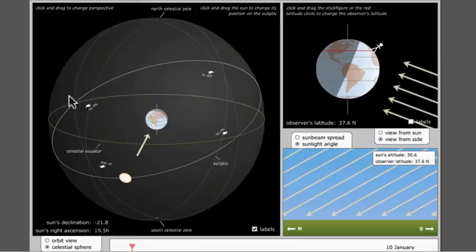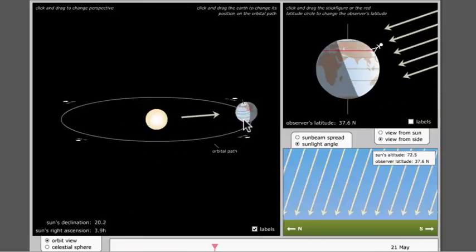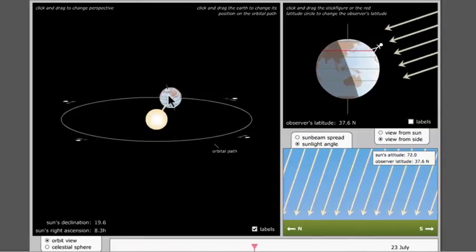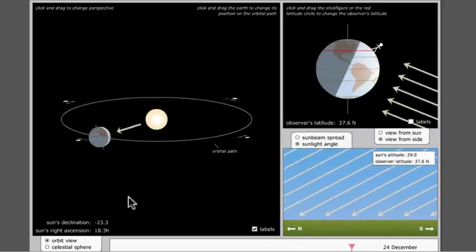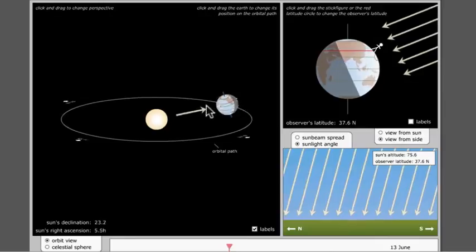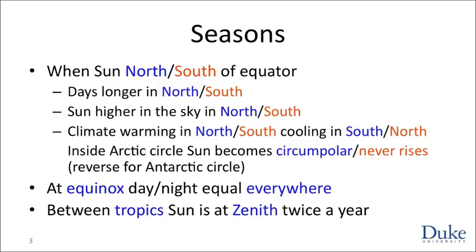And I hope that this picture, if you play with it a little bit, will clarify the relation between the orbit of the sun around the celestial sphere, the tilt of the Earth's axis relative to the sun. Note that the Earth's axis points in the same direction towards the celestial North Pole as the Earth rotates around the sun, and the changes in length of day and night and in terrestrial heating. So let's summarize this. Let's summarize what we've learned.